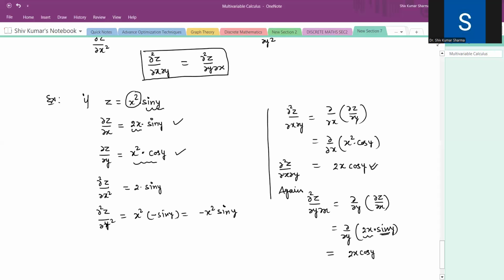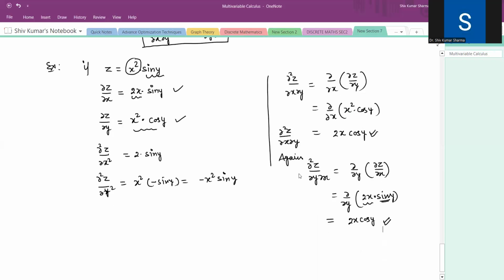So we see that this term is equal to this term. So hence we can say that ∂²z/∂x∂y is equal to ∂²z/∂y∂x. So we write down that hence ∂²z/∂x∂y is equal to ∂²z/∂y∂x. Okay, so hope you understand the partial derivative.